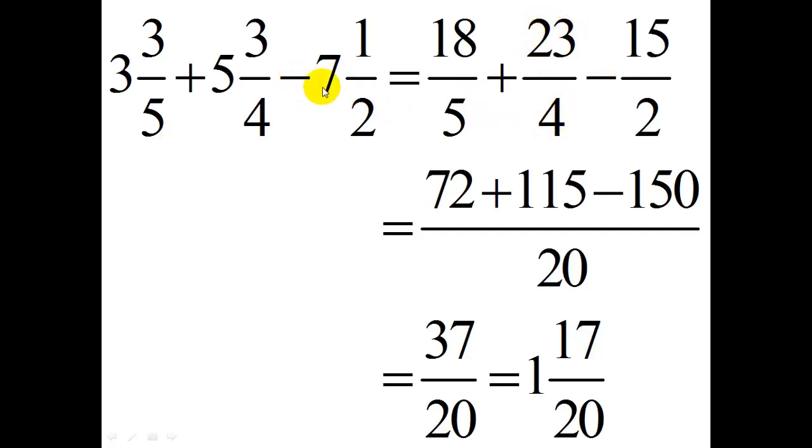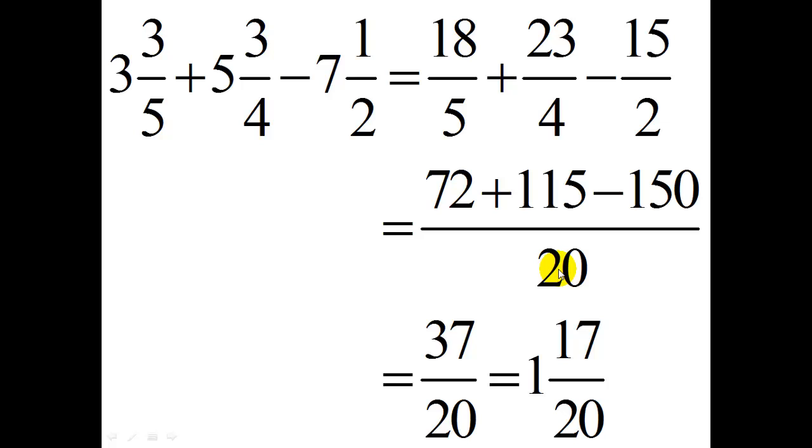Minus, 2 times 7 will give us 14, and 14 plus 1 is 15. So we have 15 over the denominator of the fraction, that is 15 over 2. Now we have 18 over 5 plus 23 over 4 minus 15 over 2. How do we simplify this? We have to find the LCM, and the LCM is 20.